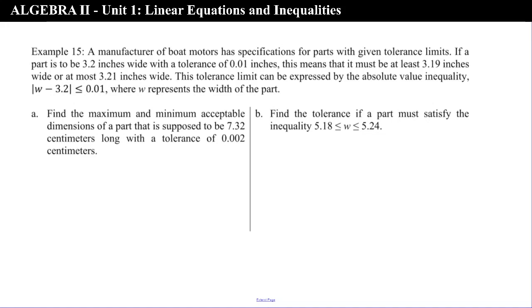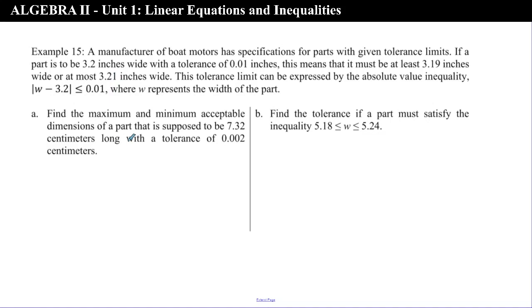Because if you subtract 0.01 from 3.2, you get 3.19. If you add 0.01 to 3.2, you get 3.21. So that's kind of our range of acceptable widths. This tolerance limit can be expressed by an absolute value inequality, which is presented here. So this whole top part is basically just a little bit of setup telling you how it works and how it looks within an absolute value setup. So now what we're going to do is use that to find the maximum minimum acceptable dimensions of a part. So it's like this 3.19 and this 3.21. Those are the minimum and maximum acceptable values.